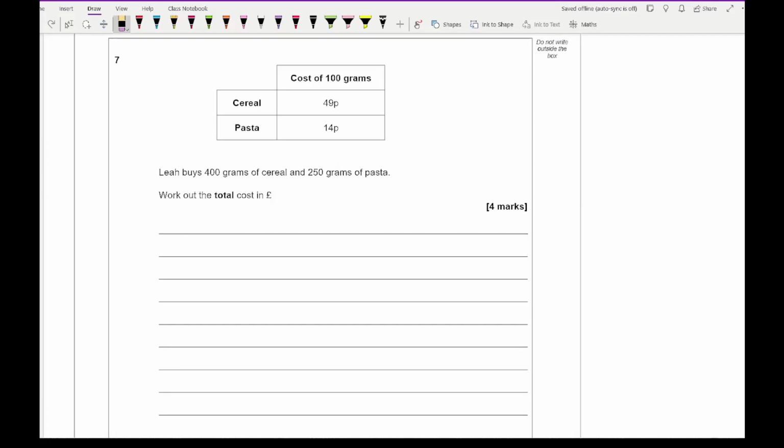So then moving on to question 7, it says that Leah buys 400 grams of cereal and 250 grams of pasta. Work out the total cost in pounds. So looking at this, if we first calculate the cereal, well, if each of these prices is 100 grams and I need 400 grams, so that's going to be 4 lots of 49 pence. So it's going to be 0.49 plus 0.49 plus 0.49 plus 0.49.